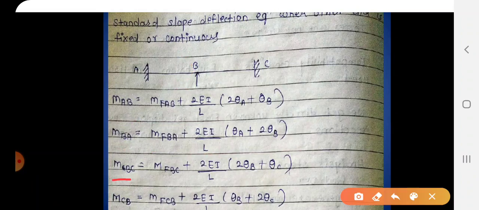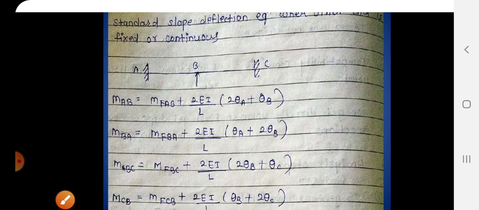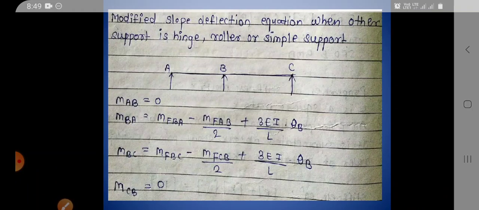Now MBC. For MBC, B is the near end and C is the far end and it is a fixed support. Therefore, MFBC plus 2 EI by L into 2 theta B plus theta C. Now, last is the moment CB. For CB, C is the near end, B is the far end, C is a fixed support and B an intermediate support. Therefore, MFCB plus 2 EI by L into theta B plus 2 theta C. So using this we can find the final moments.